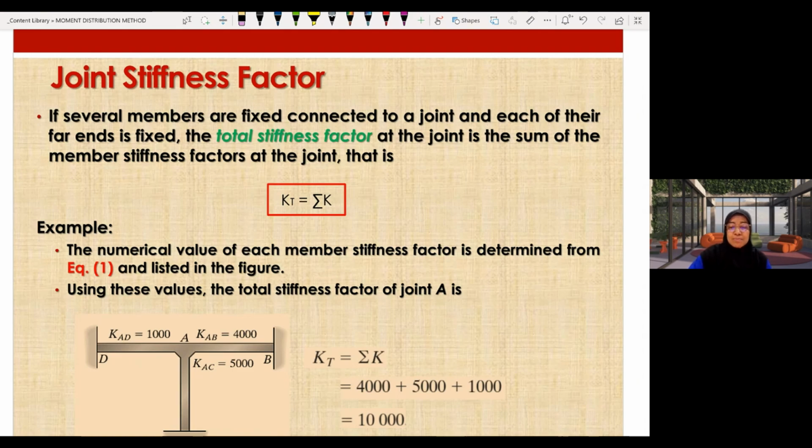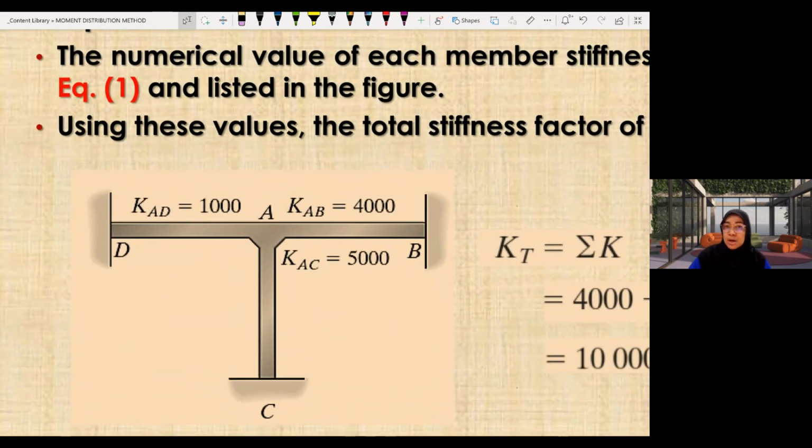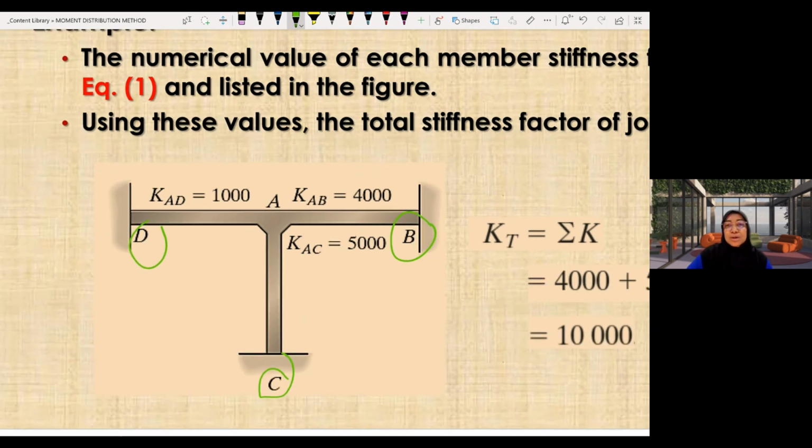For example, look at this diagram. This is a frame, just for you to understand the concept of member stiffness and joint stiffness. This frame has joints A, B, C, D. A is here at the center, then joint B, joint C, joint D. There are four joints. For members, we have member AD. This is member AD.